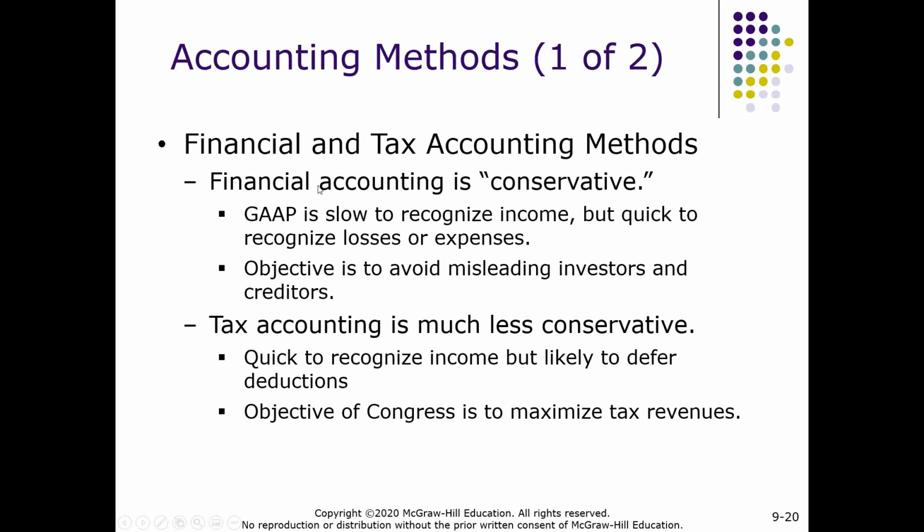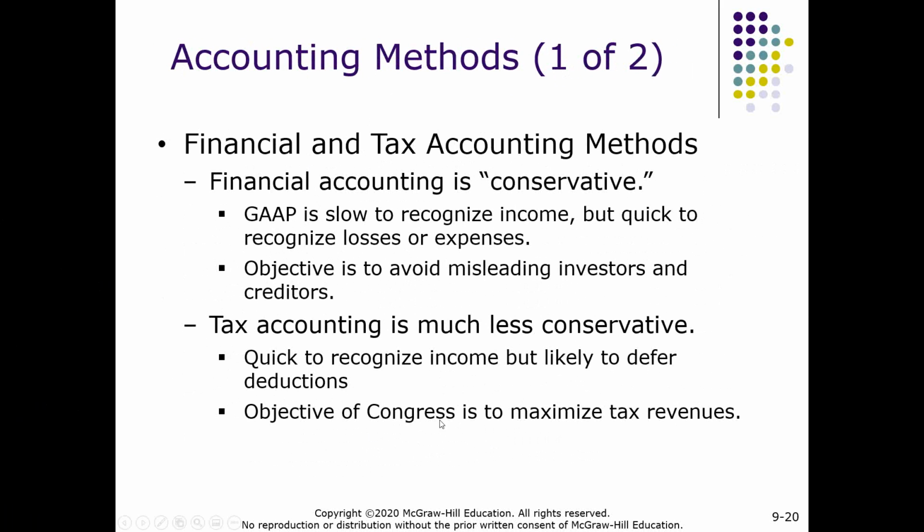Financial and tax methods. Financial accounting is conservative. GAAP is slow to recognize income and quick to recognize expenses or losses. Tax accounting is less conservative for obvious reasons. If we think of it this way: from the tax perspective, I'm slow to recognize income, but I'm fast to expense things. The IRS would never get any money off that.